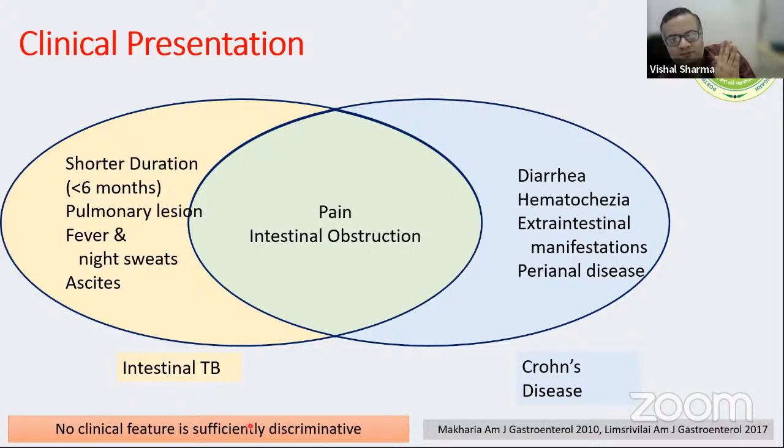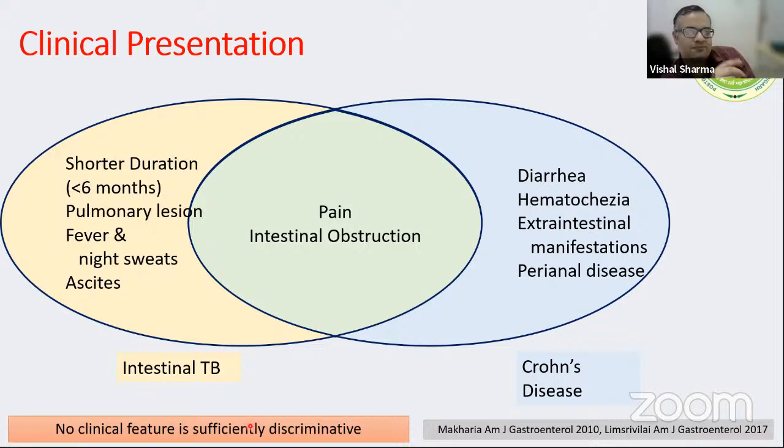Are there any clinical features which suggest one diagnosis over the other? Presence of fever favors TB. Short duration of illness, especially less than 6 months, favors TB. Presence of night sweats, evening rise of temperature, TB. Pulmonary lesions, cavities in the chest X-ray, TB. Presence of peritoneal involvement in the form of ascites in patients who already have intestinal lesions, TB.